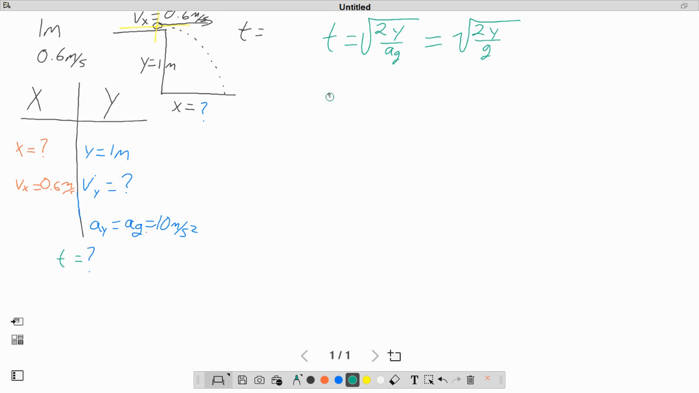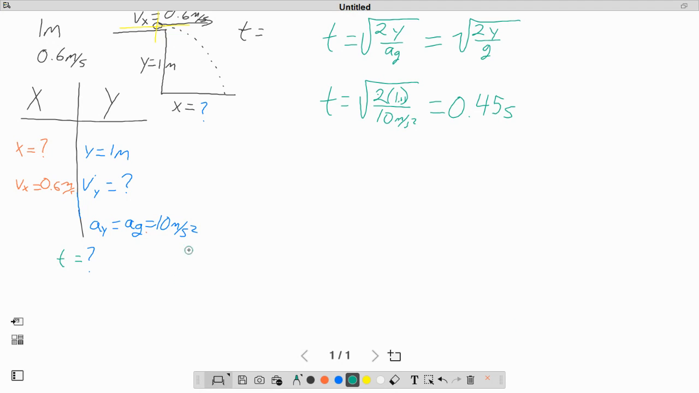So in this particular case here, y is my height. So this would be 2 times 1 over the acceleration of gravity, which is 10. So this would be 1 meter, this would be 10 meters per second squared. So in order to find the time, all you need is the height. Okay, that's it. So you take this, you do 2 times 1, which would be 2, and then do 2 divided by 10, which will be 0.2, and then you take the square root of that, so you should get 0.45 essentially seconds.